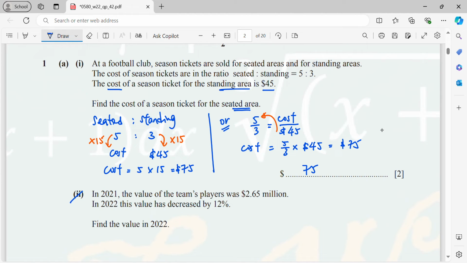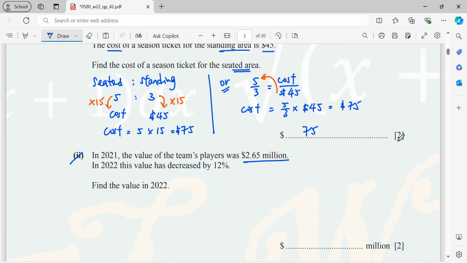Now part 2. In 2021, the value of the team's players was 2.65 million. Now in 2022, this value has decreased by 12%. Find the value in 2022. Since it has decreased, it becomes 100% minus 12%. Since it's in percentage, I will have to divide by 100. Then you multiply by 2.65 million. This is going to be 2.332 million.